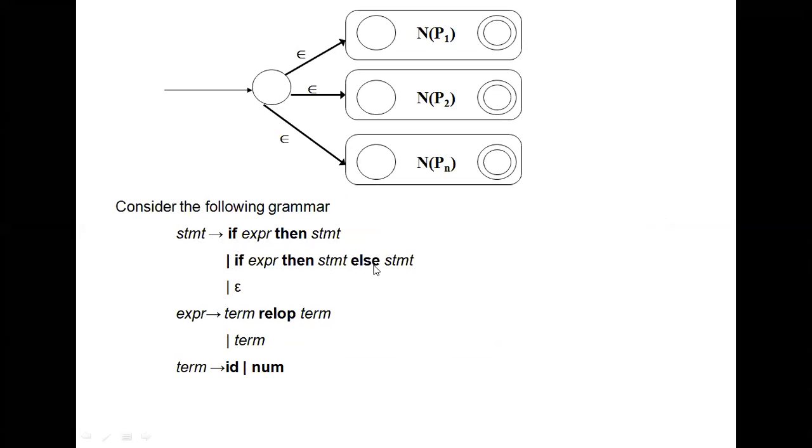See, here we have a grammar statement tends to the production consisting of if expression then statement, or if expression then statement else statement, or epsilon, or here the expression is another variable. For this new variable we need to write a production. Expression tends to term, relational operator term, and here the term is a new variable. For this term we need to define the production, then only it is a live variable, or it may be directly a term, or term tends to id or number. This is the grammar representation.